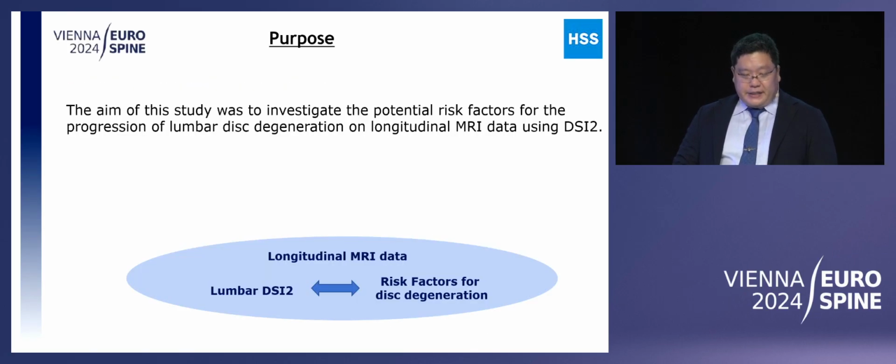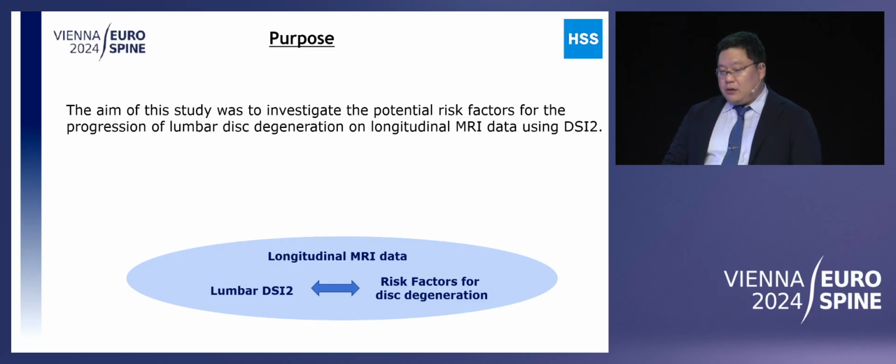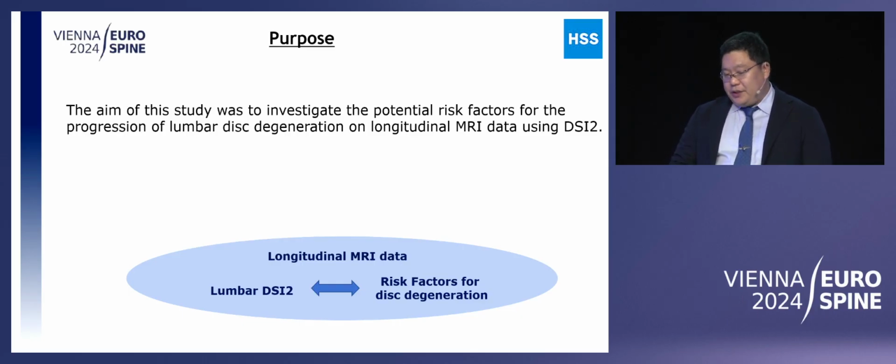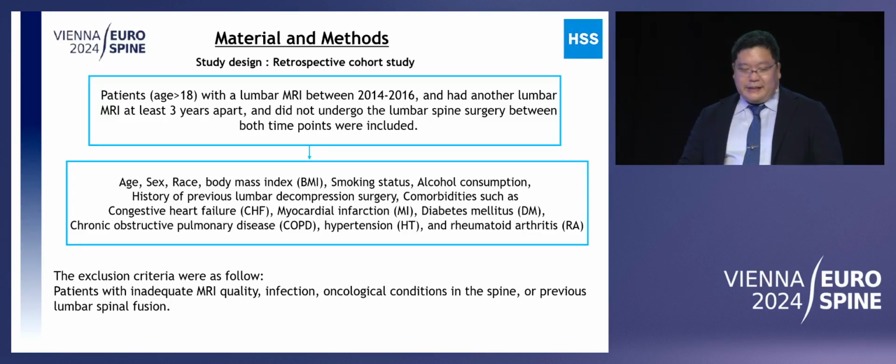So the aim of this study was to investigate the potential risk factors for the progression of lumbar disc degeneration on longitudinal MRI data using DSI-2. So we retrospectively reviewed the data of patients who had multiple MRIs at least 3 years apart and looked at these factors along with the DSI-2. The discs with high collapse were excluded from the measurement.